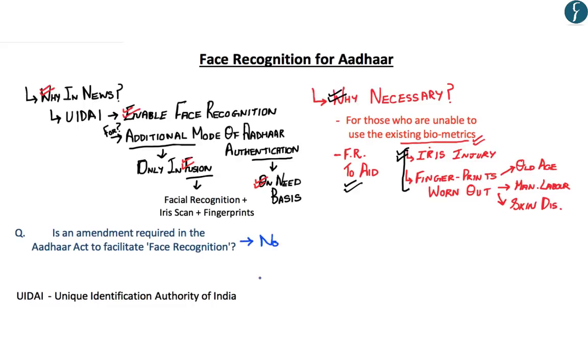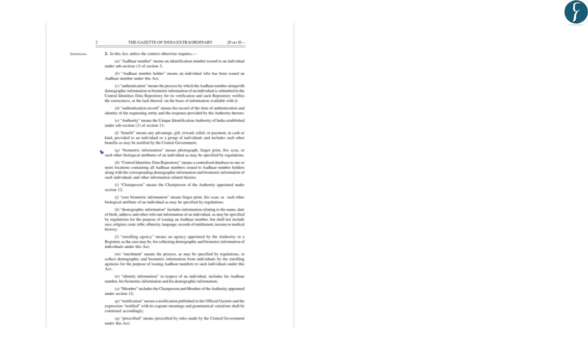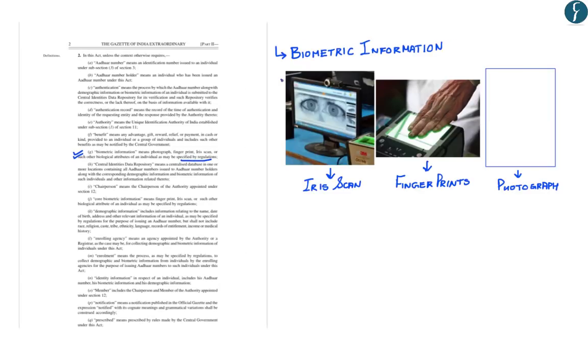Let us understand this from the Aadhaar Act itself. If you take a look at the Aadhaar Act, in section 2(g), there is a clause called biometric information. It says biometric information means photograph, fingerprint, iris scan, or any other such biological attributes of an individual as may be specified by regulations. So, apart from these three, iris scan, fingerprints, and photographs, the government can introduce any biological attributes through a normal regulation. As of now, they have introduced facial recognition.